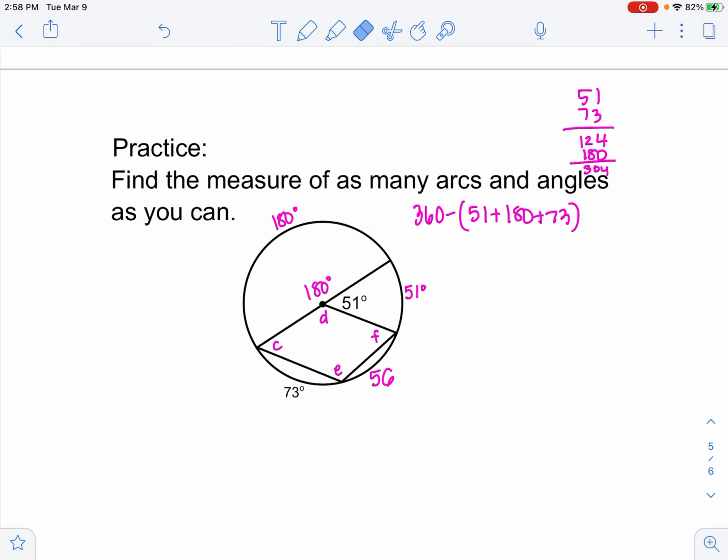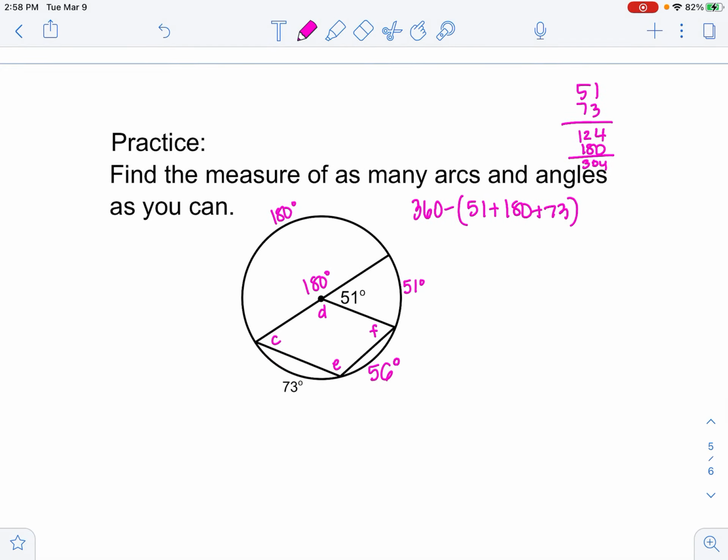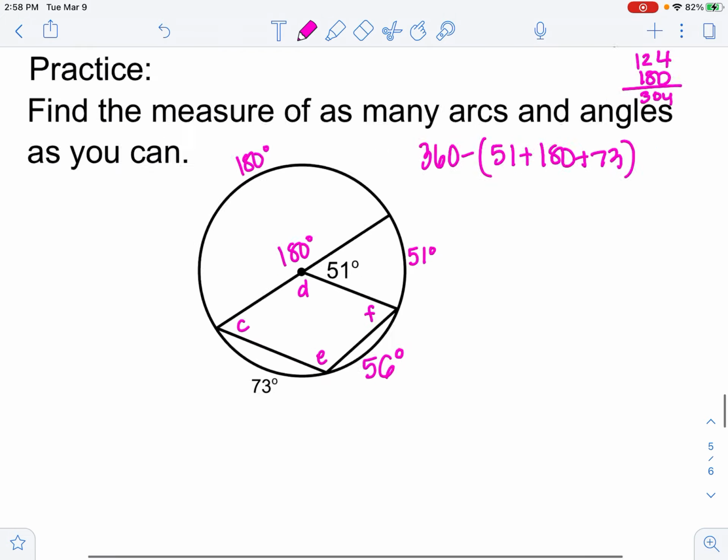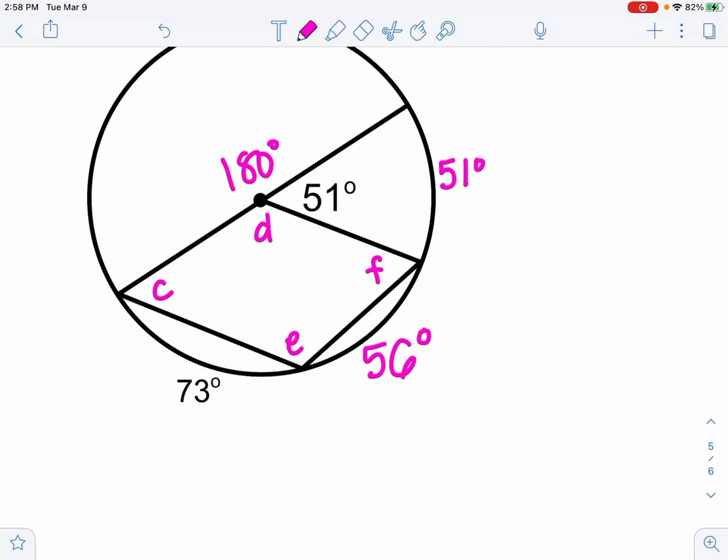Okay, now it's handy. All right, so now I know that is 56 degrees. So I'm going to erase this, put 56 degrees right here. All right, so now I need either angle D, angle C, angle E, or angle F.